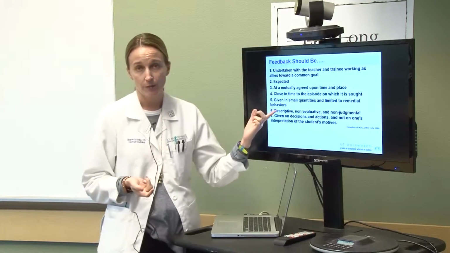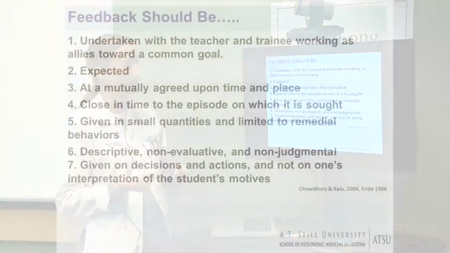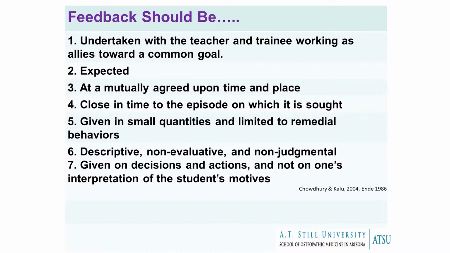So feedback, again, should be specific, non-evaluative, and non-judgmental. Feedback should be given on decisions and actions and not on our interpretation of the student's motives. So really stick to the actual actions that you observed or the decisions that you understood the student to be making with the patient care.